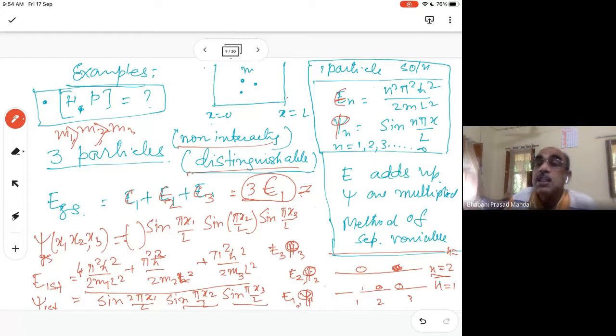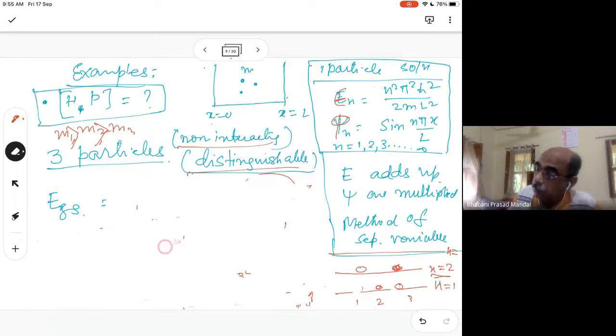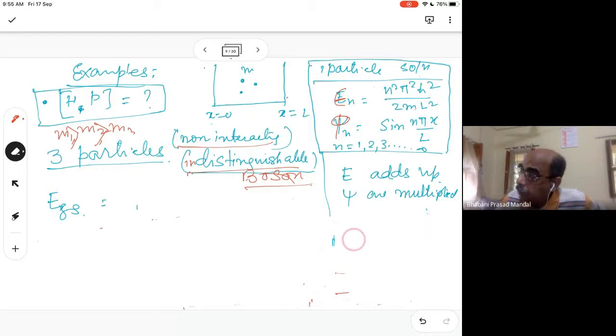I am now telling you that suppose these particles are bosons. So now I'll repeat this whole exercise. Maybe I can erase here, so it will be easier for me. So now non-interacting, but let me put they are indistinguishable. And not only indistinguishable, I said that they are bosons. Bosons are simpler. Okay. So let me erase this also, and I'll draw the lines here again.